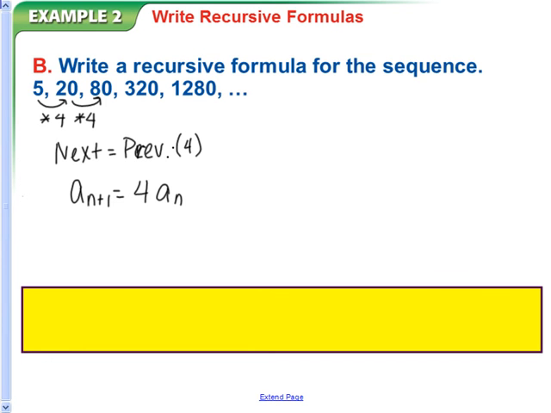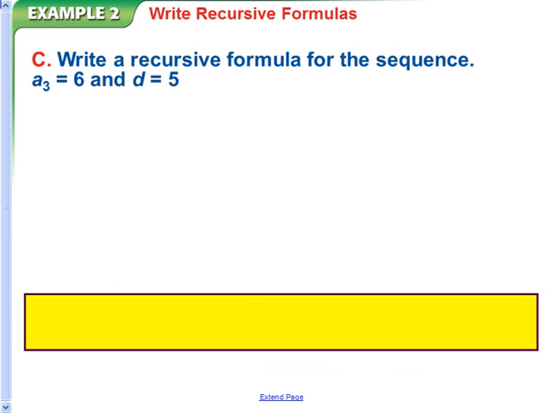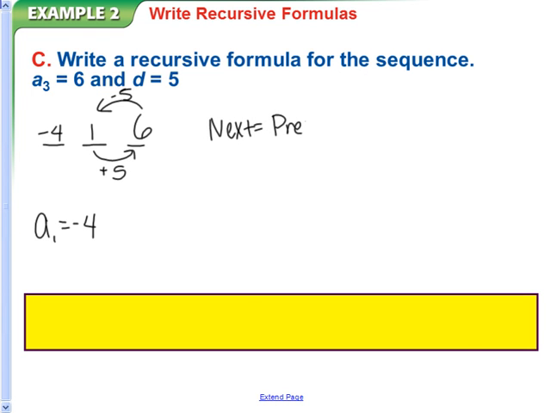And then with that, we always have to start with a sub 1 equals 5, because we need to list off our starting point. And how about this one? If we have 6 is our third number, and our difference is 5, so we add 5 every time. We go backwards by subtracting 5. So we've got 1 and negative 4. So here we say a sub 1 equals negative 4. And then we write out our next one equals our previous one plus 5.